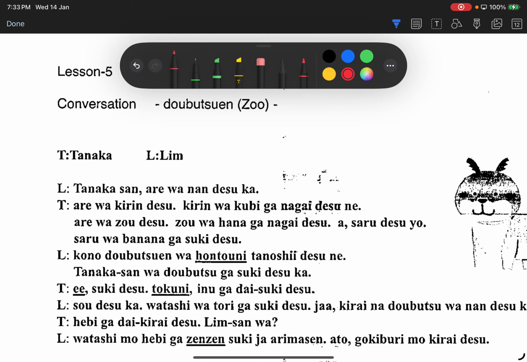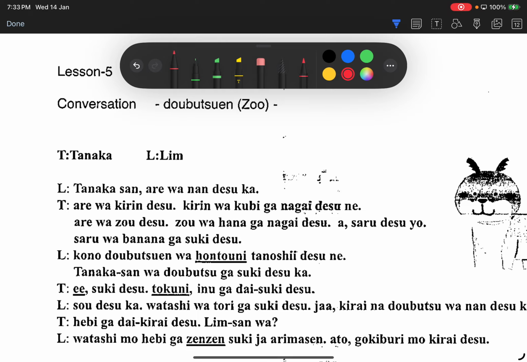Are wa kirin wa kubi ga nagai desu ne. So about the giraffe, the subject here is giraffe. About the giraffe, the neck. Nagai desu. So long desu. Next. Are wa zou desu. So that is elephant. Zou wa hana ga nagai desu. So about the elephant, the hana is nose. So nose ga nagai desu. So about the elephant, the nose is long.